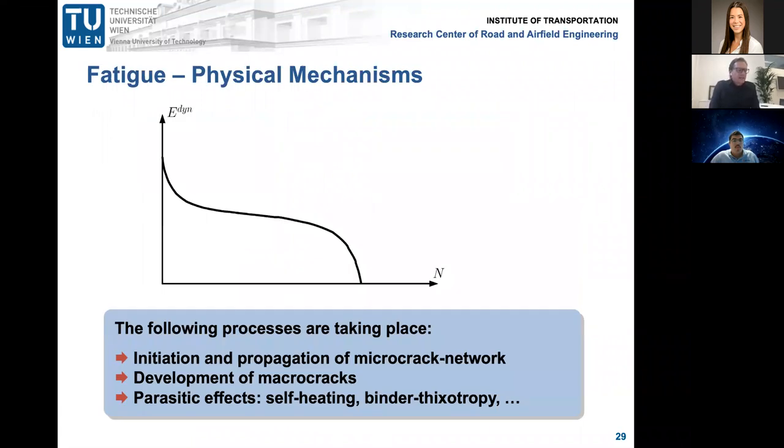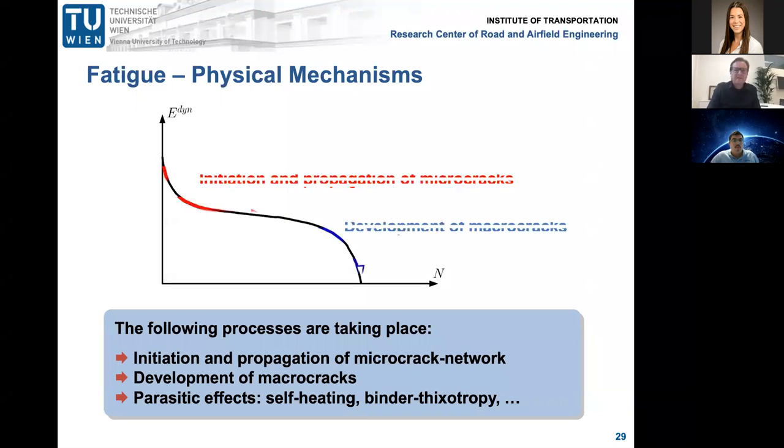This slide shows, very simplified, the mechanism of fatigue. At medium and low temperature levels, the fatigue process of asphalt or hot mix asphalt is believed to be mainly driven by what we call microcracks.